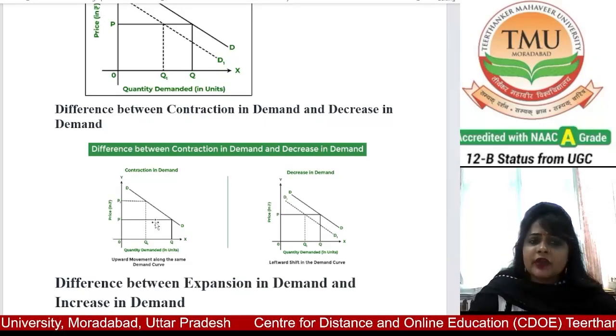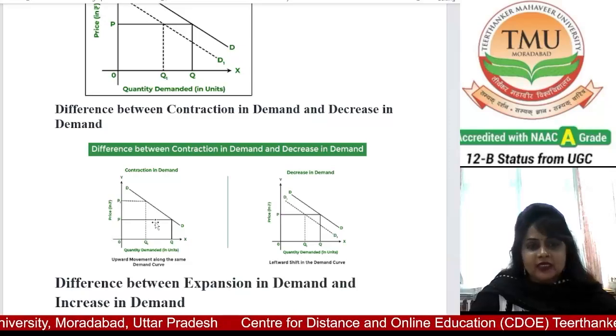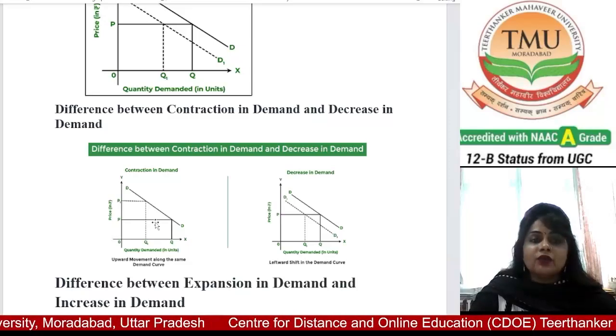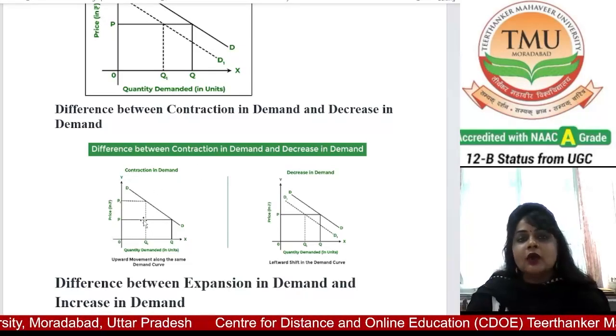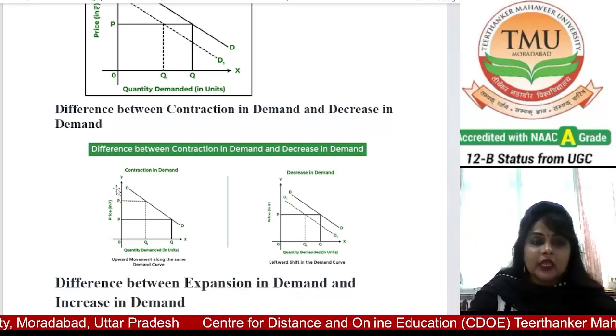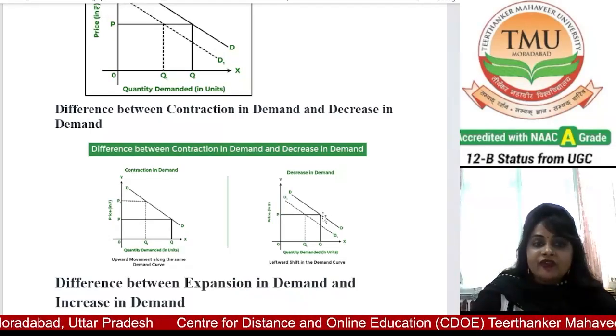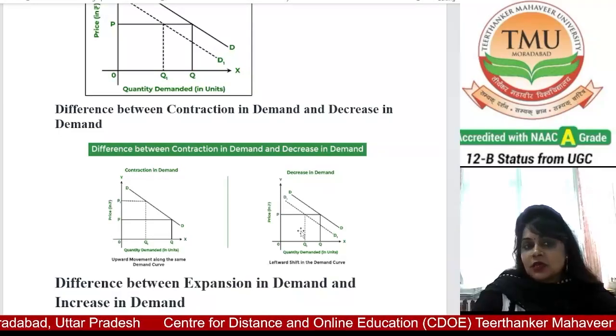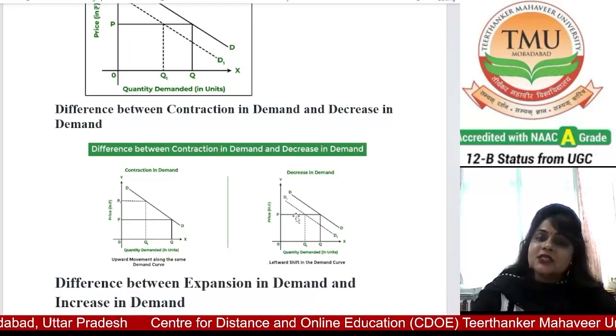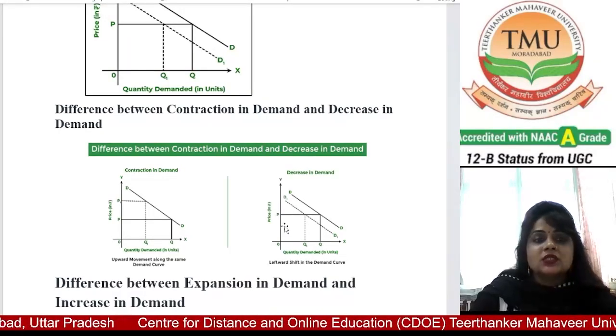In the contraction of demand, there is a negative price effect. The demand for a commodity decreases when the price of the commodity increases. While in decrease in demand, there is no price effect because the price is the same. Demand for a commodity decreases at the same price.